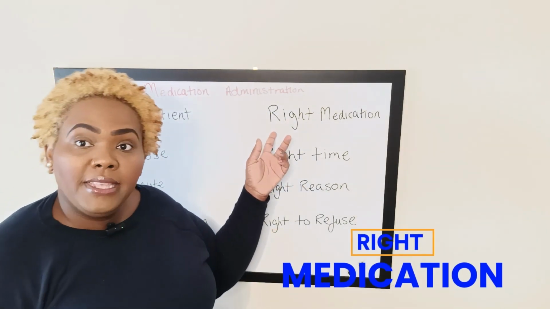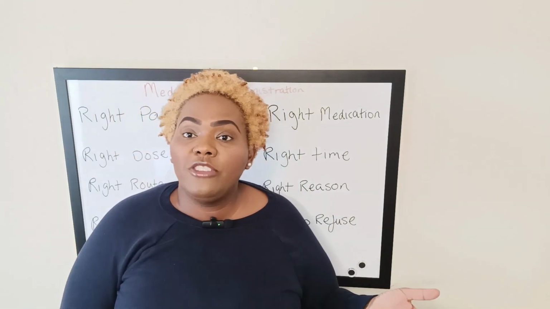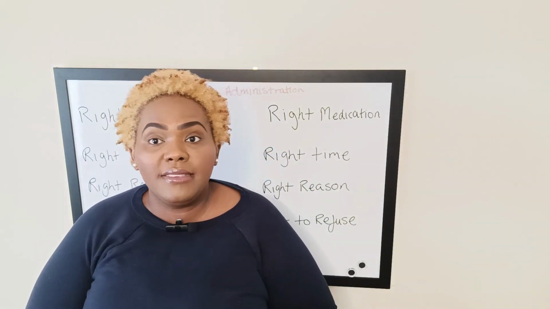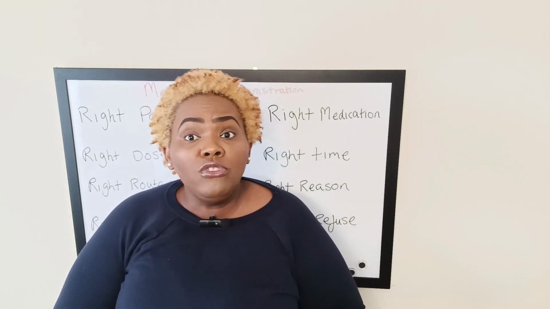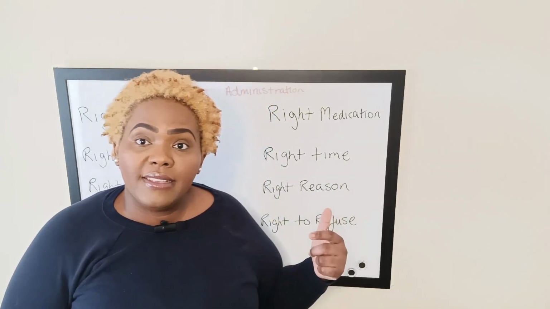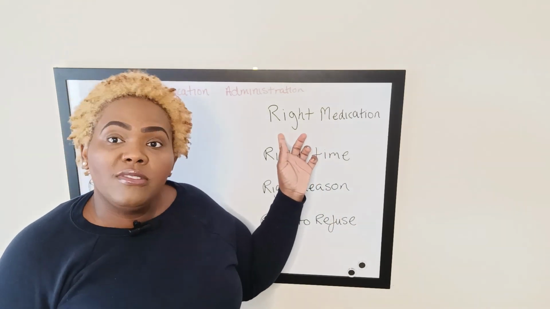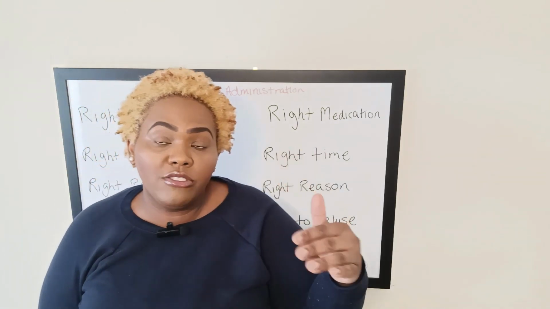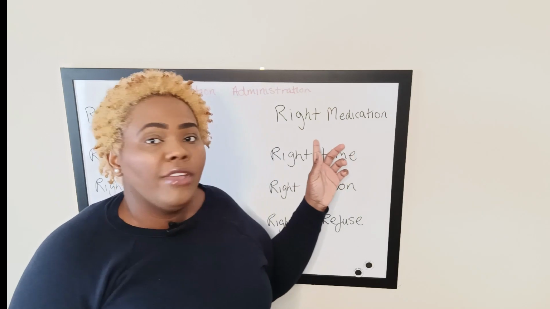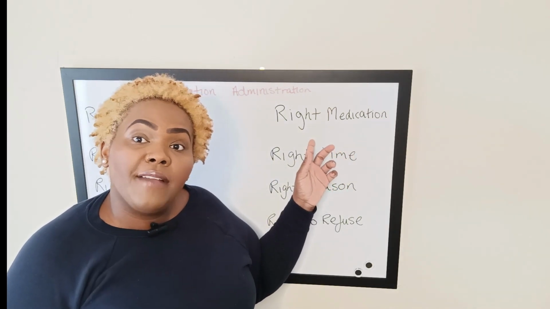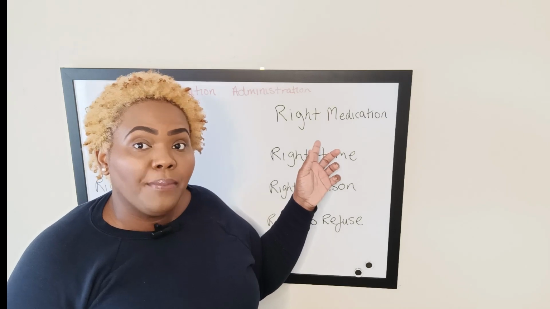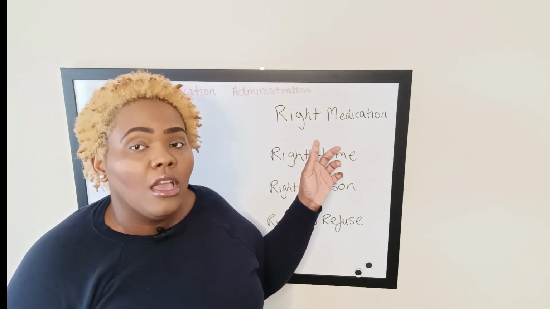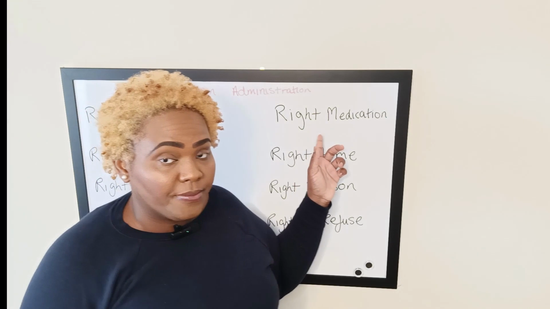Then you check right medication. So the doctor ordered for the patient to get Keflex, which is an antibiotic, but you thought you saw Celebrex, which is an NSAID, and you took out Celebrex instead of Keflex. Now this right will make you see and check based on your order. So alright, we have the right patient. Now we realize we don't have the right medication. We have Celebrex instead of Keflex. So this right saved you from giving a patient the wrong medication. Always check your right medication.